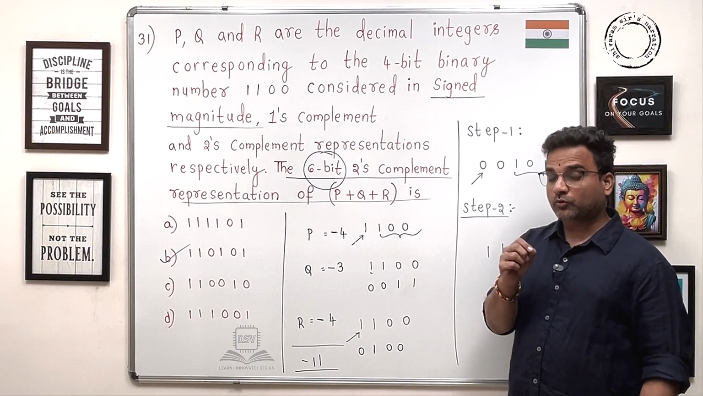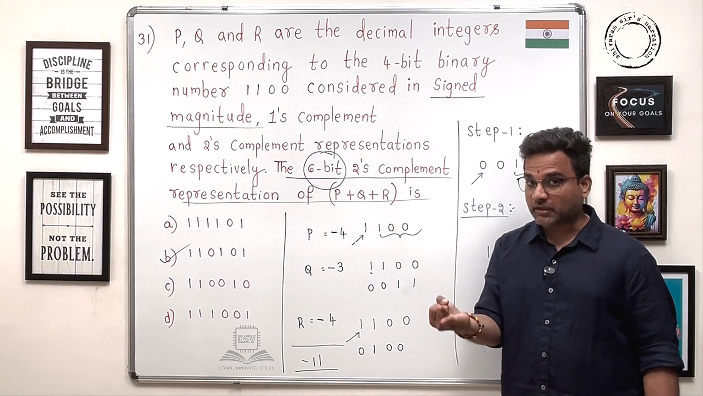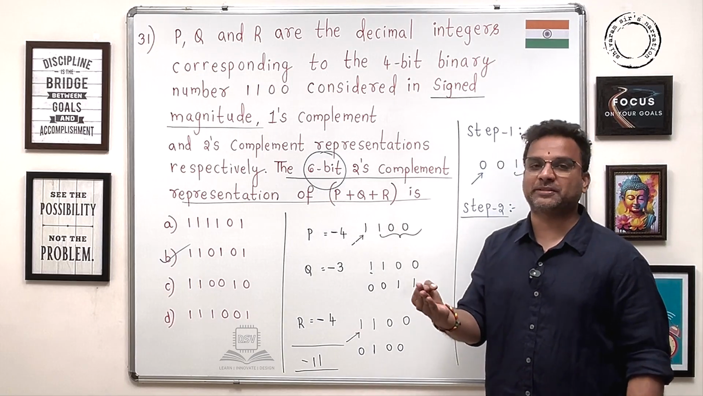In this way, you can represent any decimal number in a sign magnitude representation, 1's complement representation, 2's complement representation.